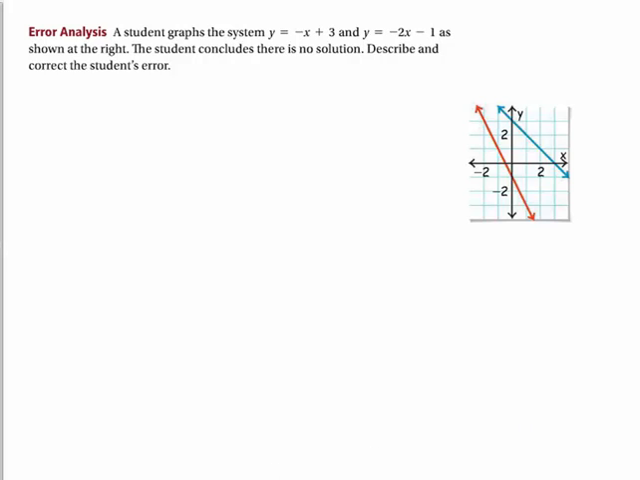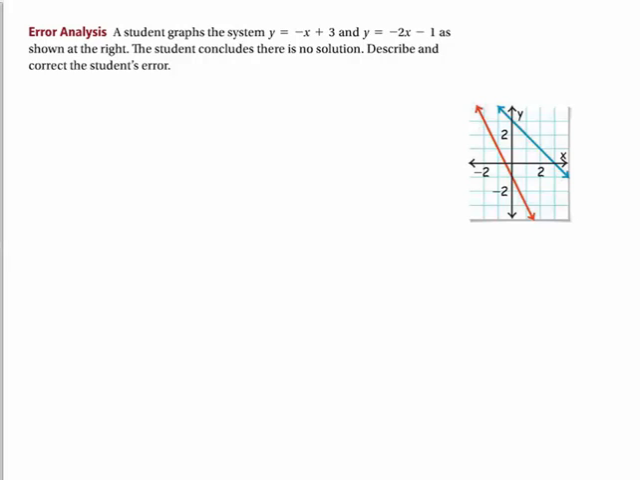Okay, hopefully you had a chance to look at that. This is relatively an easy one too. Student graphs the system of equations. y equals negative x plus 3. Again, y equals negative x plus 3. Hopefully you were able to identify both the slope and the y-intercept on that one. You guys did really good on that today in class. The other one is y equals negative 2x minus 1.